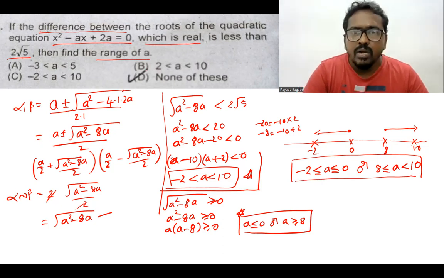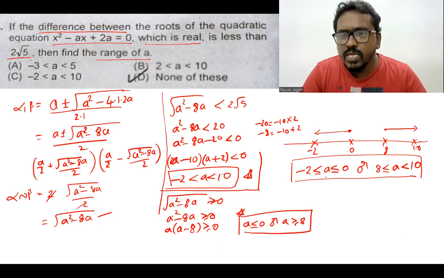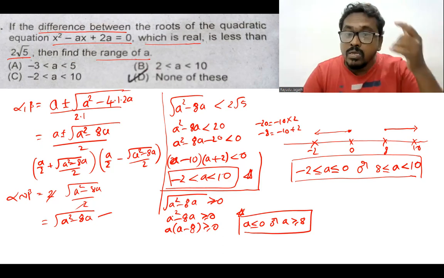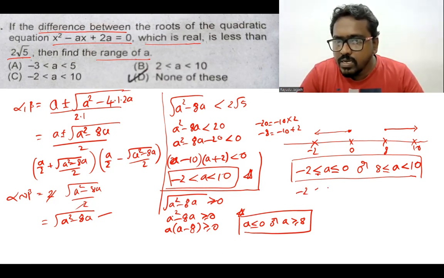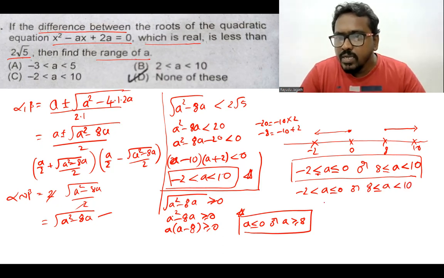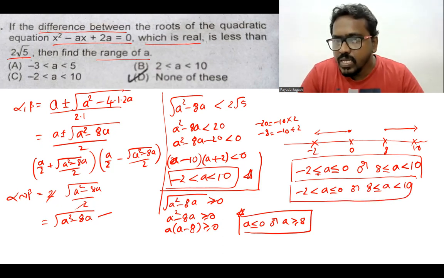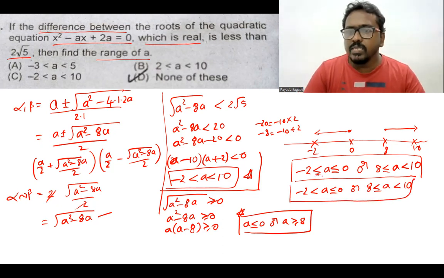I repeat: the difference is real and less than 2 root 5, then find the range of a. The range of a is minus 2 less than a less than or equal to 0, or 8 less than or equal to a less than 10. 8 is included, but 10 is not included. And here minus 2 is not included. So this is the region.